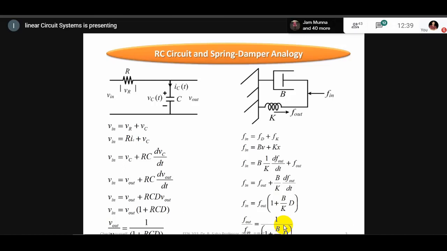Now we are moving to the right side. What is the analogue of the RC circuit? Resistance is equivalent to damping, right? Damper, viscous damper, and capacitor is equivalent to spring. Now, how are they connected? Are they connected in series or parallel? That is a big question.